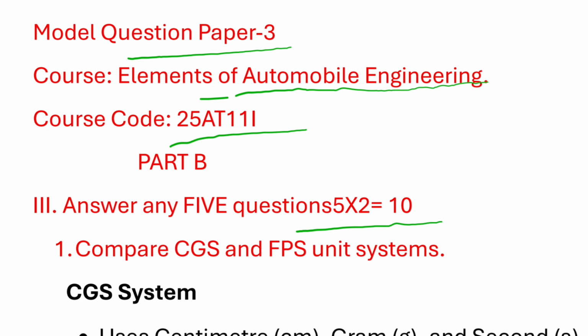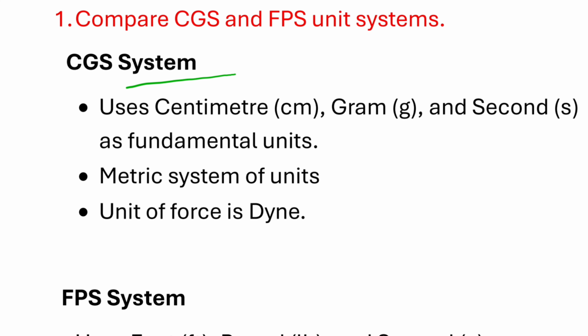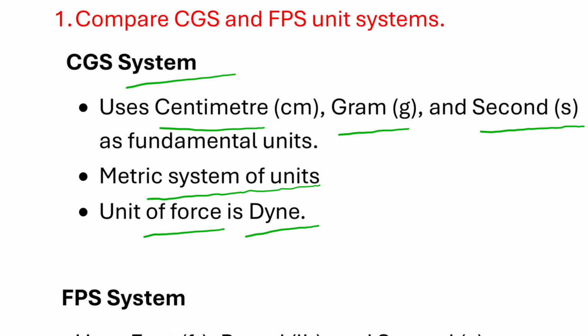The first question: compare CGS and FPS unit systems. In the CGS system, we have to define what is C, what is G, what is S. C is nothing but centimeter, G is nothing but grams, and S is nothing but seconds. These are also fundamental units. These units we can use for the metric system. For example, the unit for force in the CGS system is dyne.